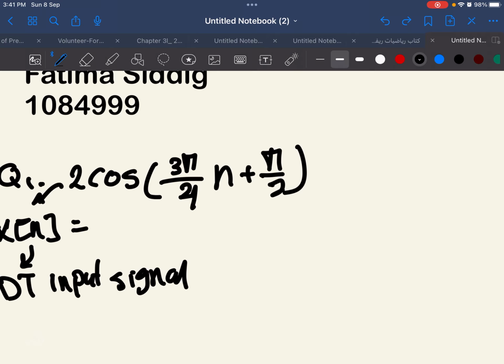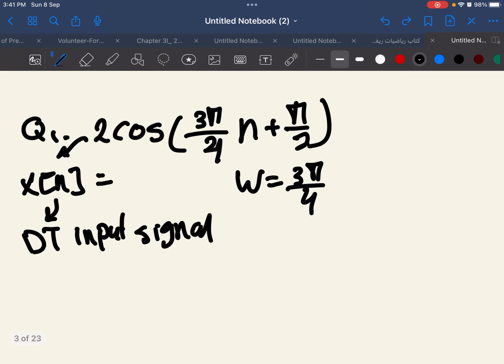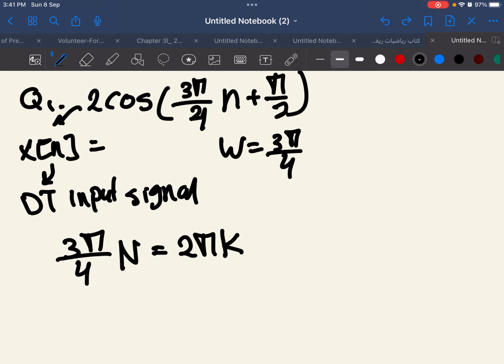So w will equal 3 pi over 4, and we know the cosine full period is equal to 2 pi. So we can say that 3 pi over 4 n equals 2 pi k. Then n equals 8 over 3 k.